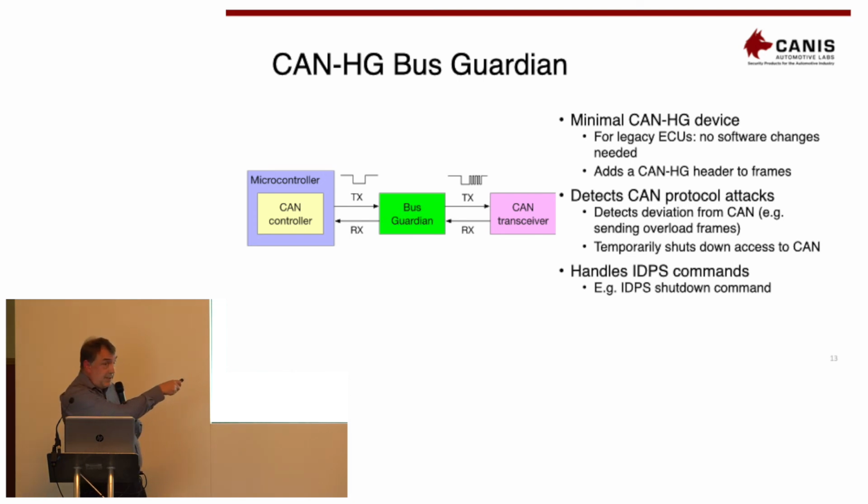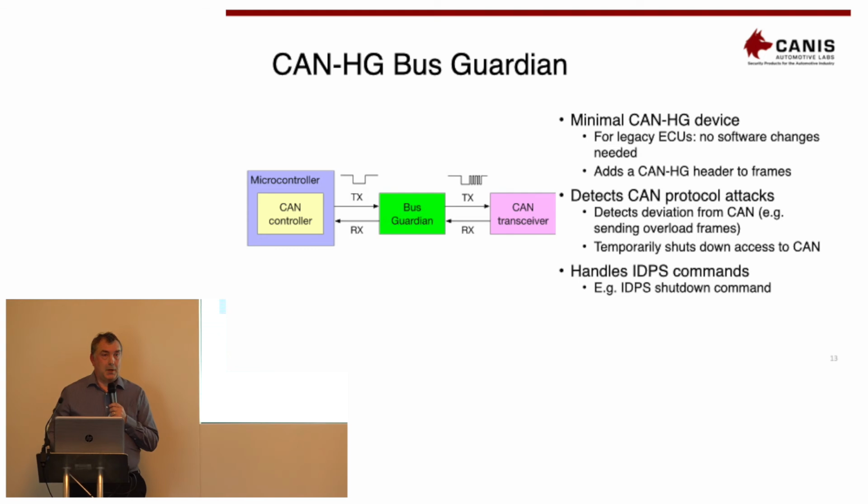Inside that Guardian, there's some very simple CAN protocol detect. So, for example, it detects overload frames, which you should never see from the host. As soon as that happens, it shuts off CAN immediately, and then the IDPS can either confirm that shutdown or re-enable it.